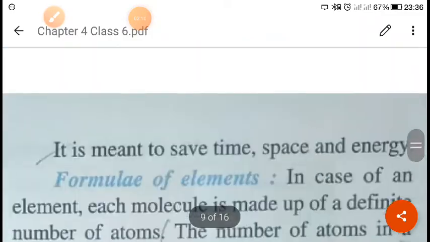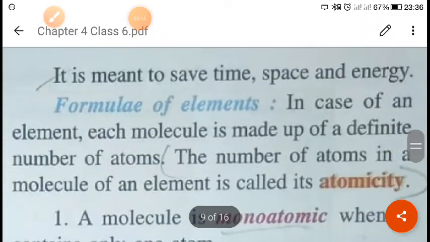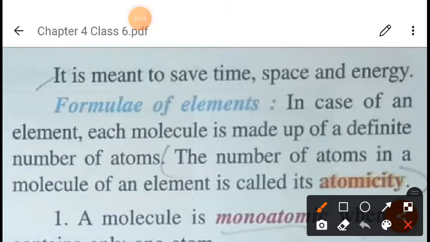Now next, some examples are given here. As you can see here, what is the need of this formula? Why have we invented the formula? The need is very simple. If you are writing a formula for anything, it saves our time. Okay, it saves space, and it saves energy. That is why we are using formulae. These are the three simple uses of a formula.